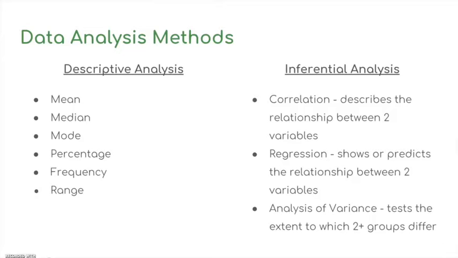So this technique allows us to use samples of big data and allows us to use these samples to make generalizations about the population from which the samples were drawn. So when you're using this type of analysis, you can either identify a correlation, which describes a relationship between two variables. You can use regression analysis, which shows or predicts the relationship between two variables. Or you can conduct an analysis of variance, which tests the extent to which two or more groups differs.